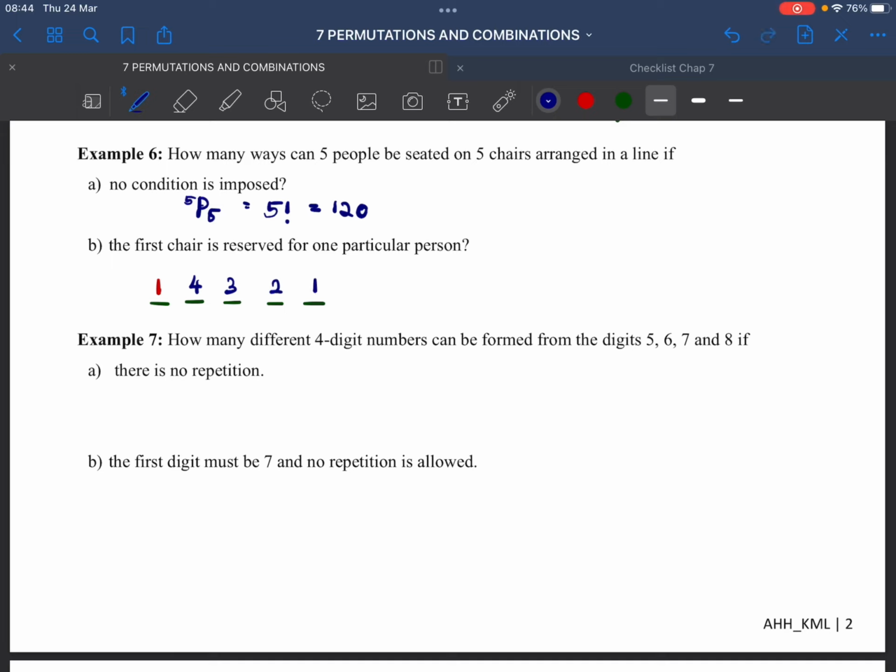We just multiply. And here the first one is 1P1. So we are going to have 1P1 multiplied by 4, multiplied by 3, multiplied by 2, multiplied by 1. Okay, 1P1 is 1. The same thing, you still get 1. So here it's going to be 24. Okay, so we are going to see more on this in conditional permutation later.